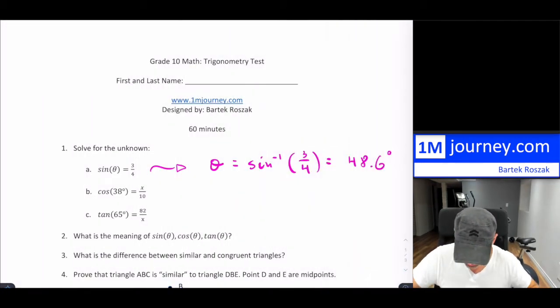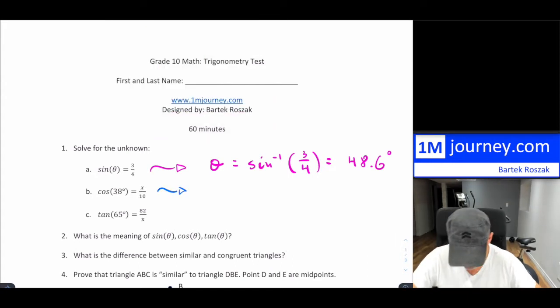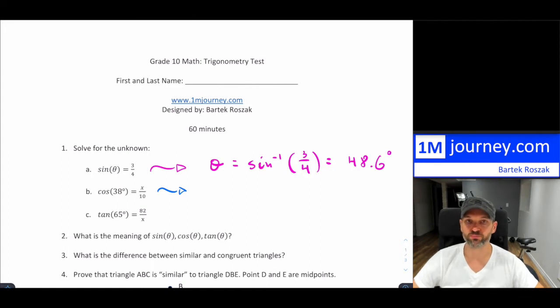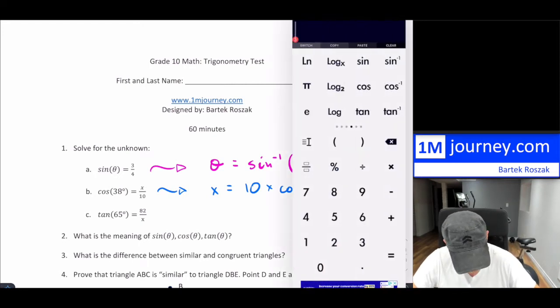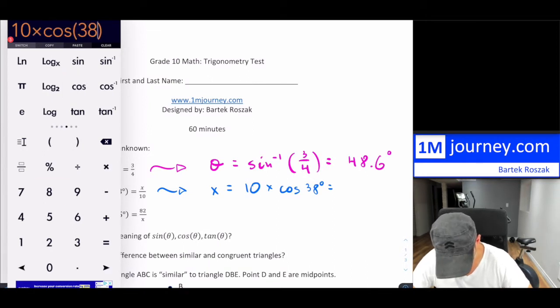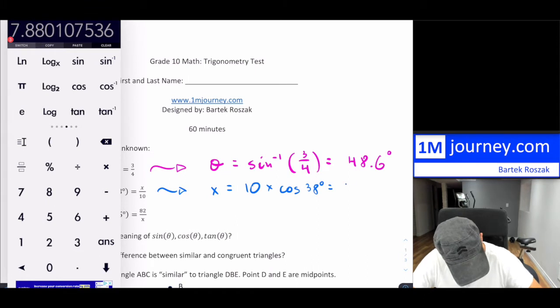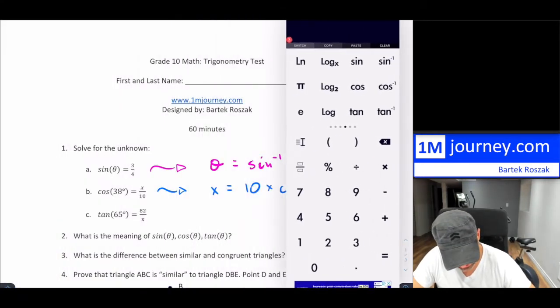All right, here's the second one, part B. For part B, we want to be able to solve for x. We can multiply both sides by 10, and we're going to get x is equal to 10 multiplied by cos of 38 degrees. Let's take the calculator out. 10 multiplied by cos 38 equals, let's keep 2 decimal places, 7.88. All right, that's the second one.